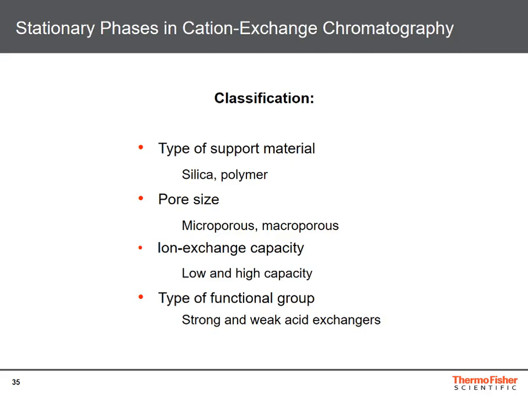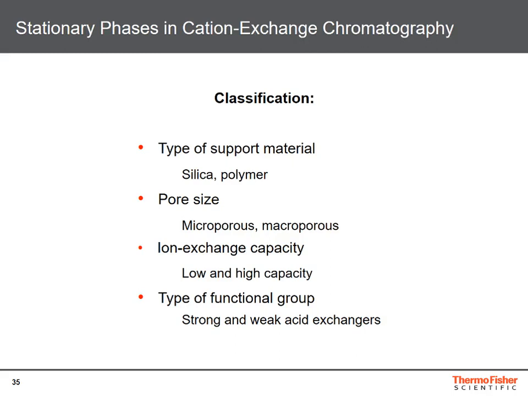We also differentiate in terms of pore size, and we have heard already that this has an impact on the resulting ion exchange capacity. So microporous columns are usually of low capacity, whereas macroporous cation exchangers are typically of high capacity. There's one little difference in cation exchange chromatography as compared to anion exchange.